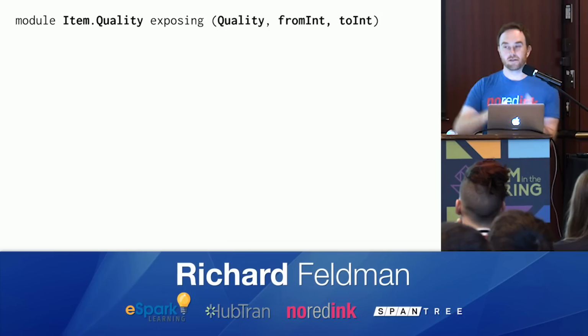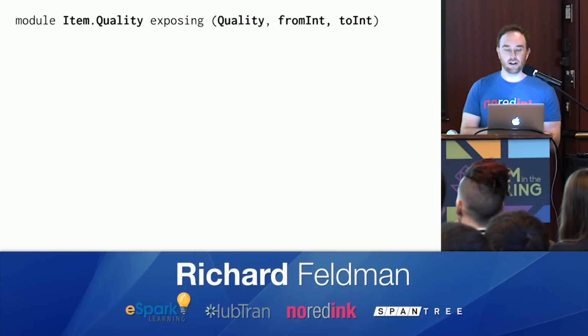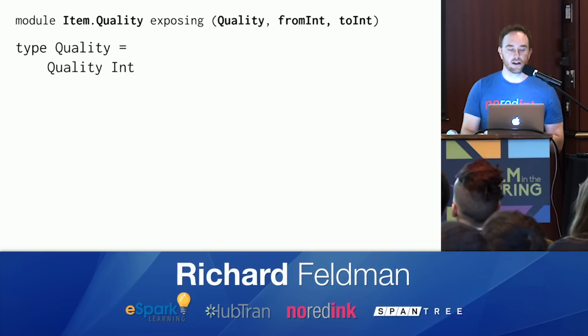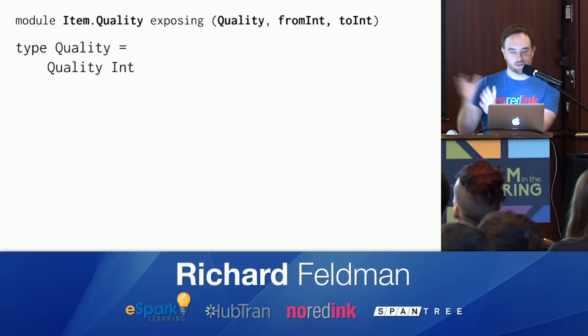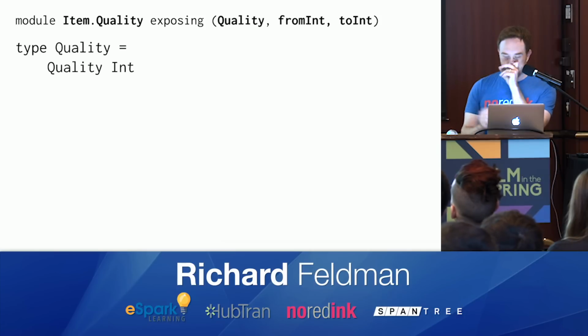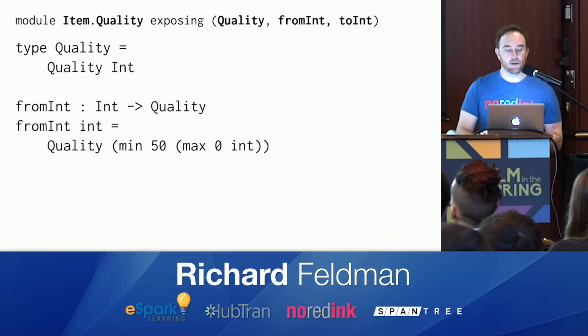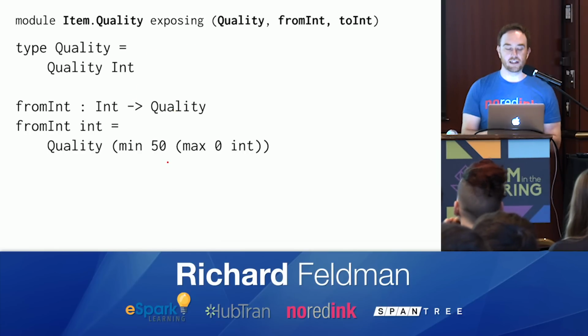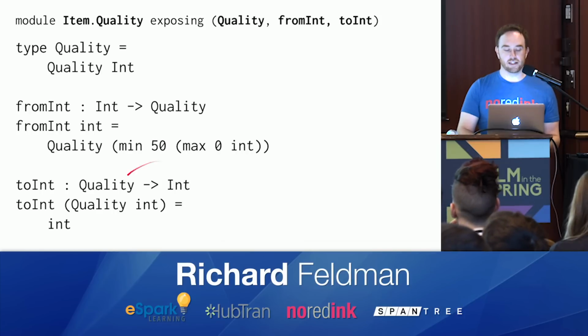So we make a new module that's separate from this module called item.quality, and it exposes a quality type, which is also going to be opaque, from int and to int. So we have type quality, which internally is just storing an int. It's just a wrapper around an int, but publicly, nobody knows that. We have from int, which says, give me an int, and I'll return a quality value to you. And this is where we're going to do the bounding between 50 and 0. And then we have to int, which says, okay, I'll just tell you what's inside me.